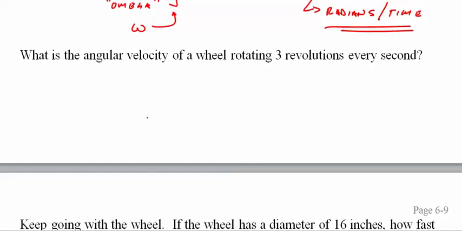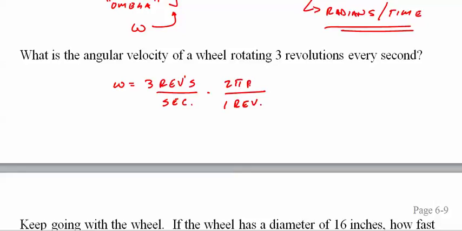So, angular velocity of a wheel rotating 3 revolutions every second. 3 revs per second. One revolution has 2 pi radians. Multiply it out, and we will get 6 pi radians per second. This is where radians is going to bother you, so just get used to it. It's this magical unit that vanishes when I multiply it to get linear.